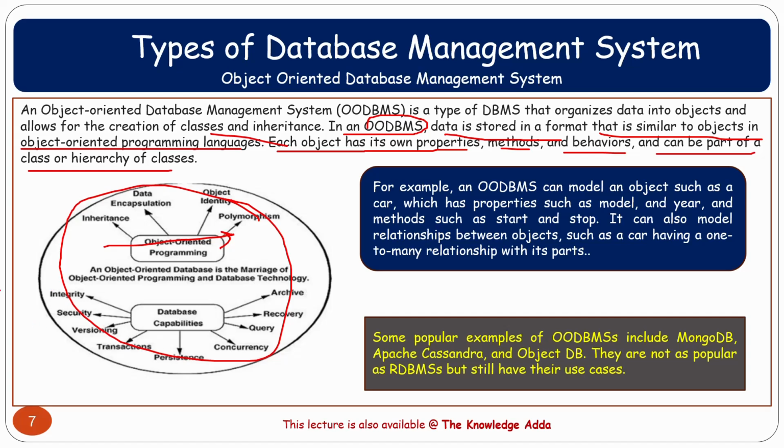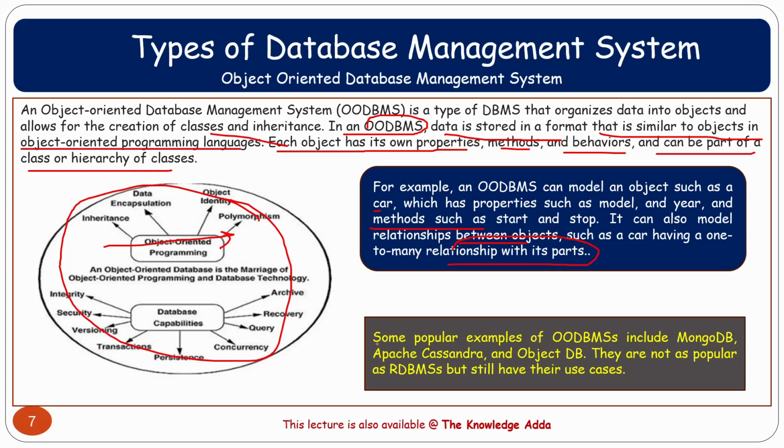So we can take an example of a car. The car has properties like model, and here the methods are start and stop. And it can also model relationships between the objects, such as a car having a one to many relationship with its parts. So basically an object-oriented database just works like object-oriented programming.